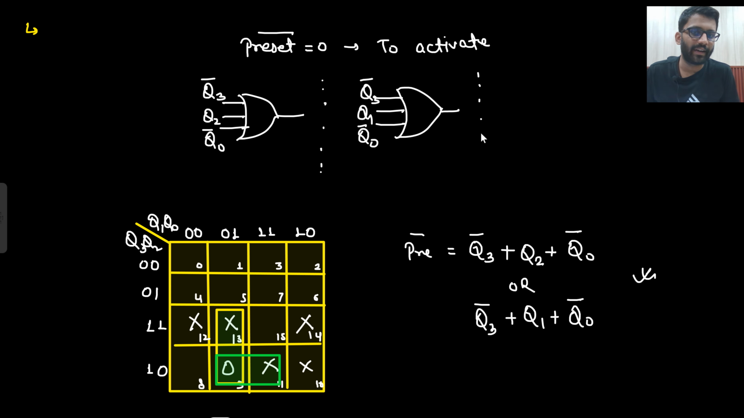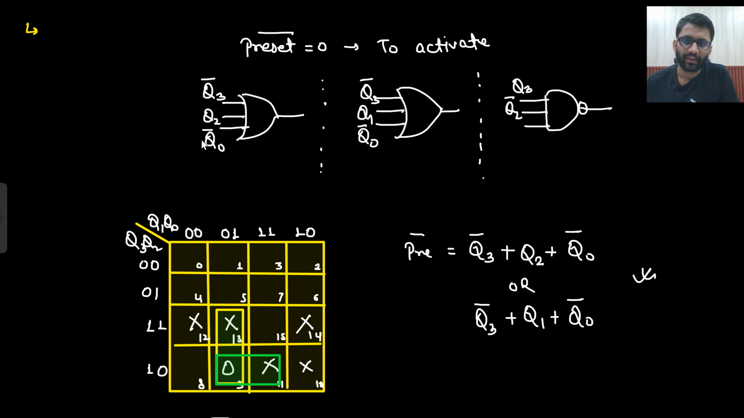If I want to make it an AND gate, how will I make it an AND gate? You use a bubble here, bubble here, bubble here, and then the bubble can go out, upward. So what would be the answer? If I use a bubble here, this will become Q3. This will be my NAND gate. This will become Q3, this will become Q2 bar, and this will become Q naught. So this is the third possibility.